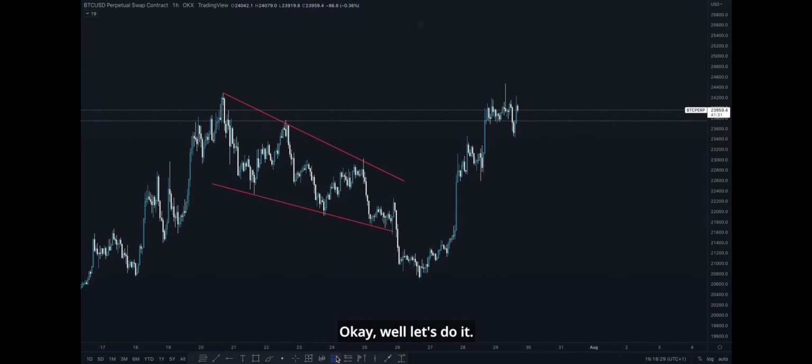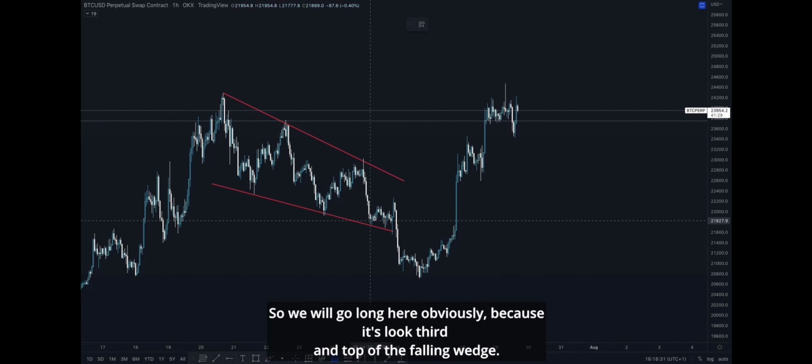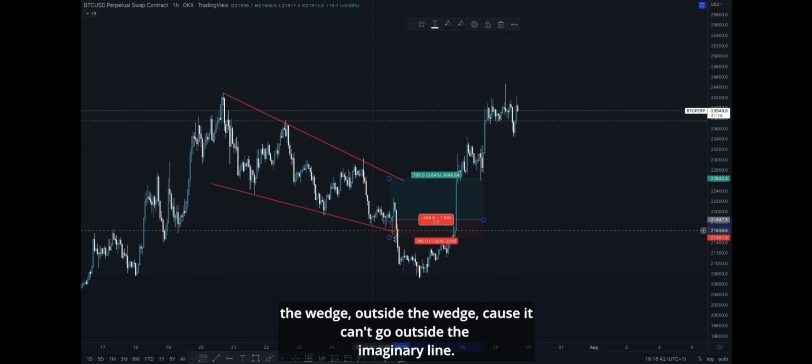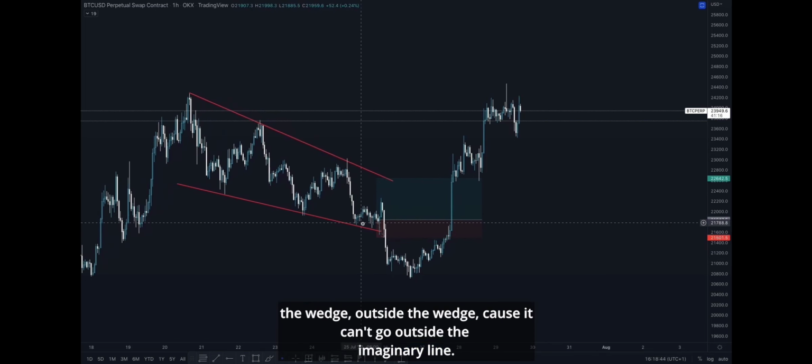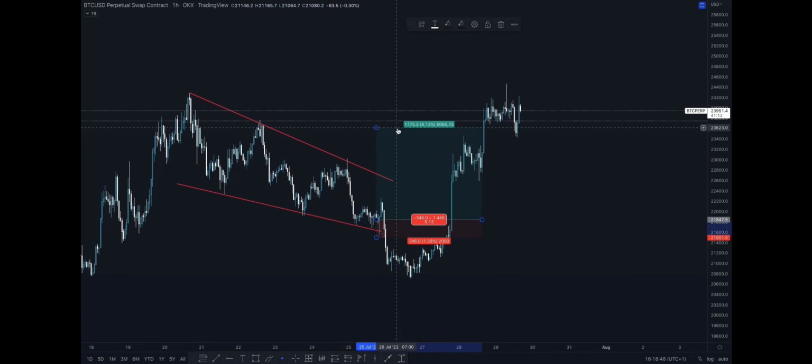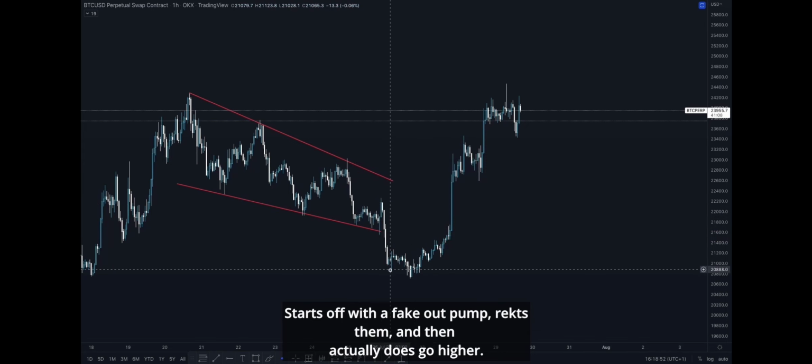Okay, well, let's do it. So we will go long here, obviously, because it's, look, third tap on the falling wedge. This is going to pump. So let's get in here, wherever. Put our stop below the low, below the wedge, outside the wedge, because it can't go outside the imaginary line, of course. And then we're targeting some random area up here, whatever. How does it go? Starts off with a fake out pump, wrecks them, and then actually does go higher.